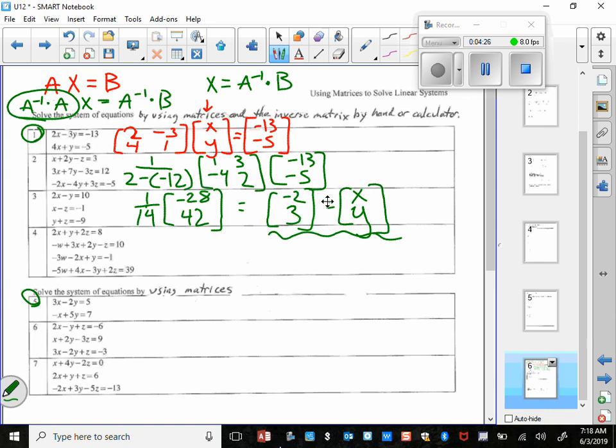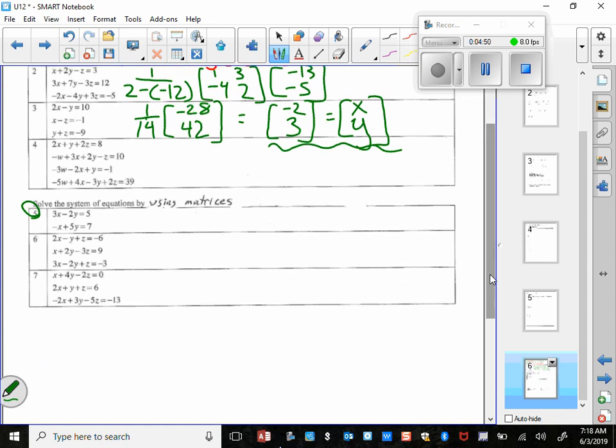So let's go over how to do this with a 3 by 3. Remember, with a 3 by 3 matrix, we weren't finding the inverse by hand. We're using the calculator to help us. So we'll go over this with the calculator. Let's just go over number 6.